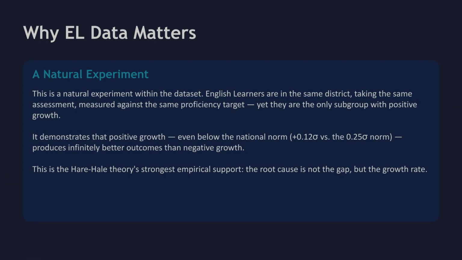The English learner data serves as a natural experiment. It shows that positive growth, even below the national norm, yields infinitely better outcomes than negative growth. This strongly supports the Hare-Hale theory that the root cause is the growth rate, not the initial gap.